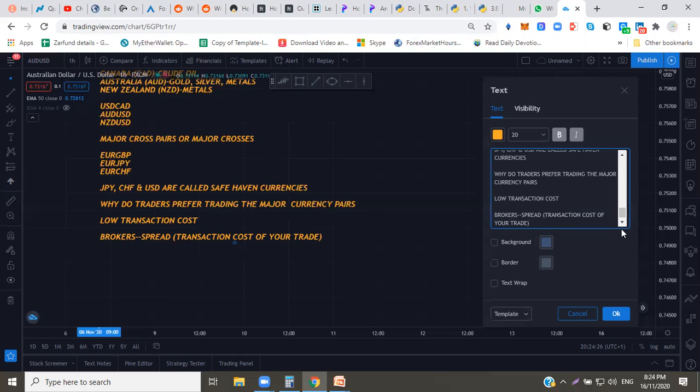But if you are trading in what is called the exotic pairs, I'll show you a few examples of exotic pairs. When you are trading in exotic pairs, they are usually very expensive. They are not the majors, they are the minor pairs. So when you are trading on the minor pairs, your transaction cost is usually very high.